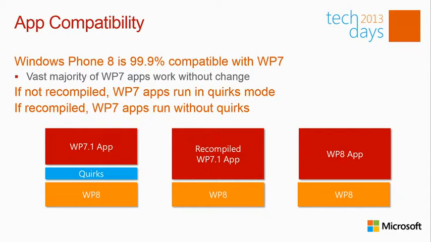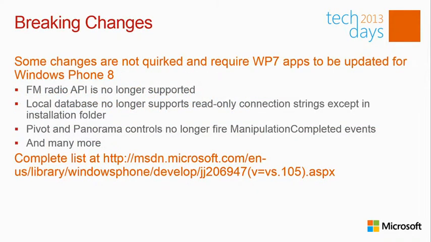Now, that Quirks mode runtime is designed, obviously, to make sure that Windows Phone 7 apps just work on Windows Phone 8. But it's not perfect, and Microsoft has actually been very diligent in documenting all of the breaking changes, the changes that were not quirked, for example.